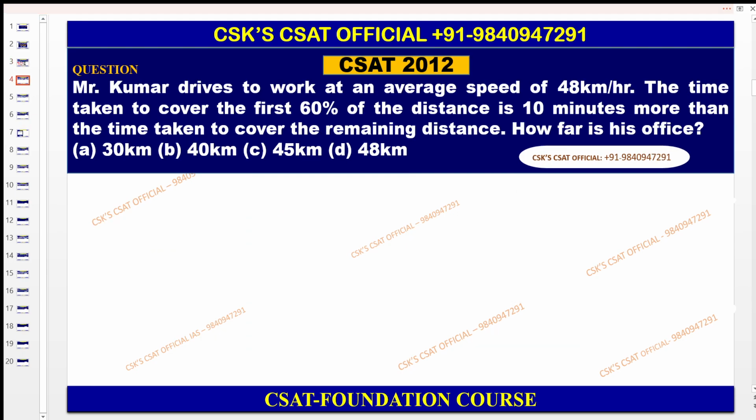Here, Mr. Kumar drives to work at an average speed of 48 km per hour. The time taken to cover the first 60% of the distance is 10 minutes more than the time taken to cover the remaining distance. How far is the office? So you need to find out the distance. Okay, so here what has been provided? We need to find out the distance. You can take the required distance as d itself.